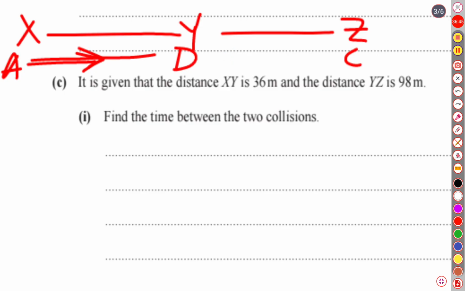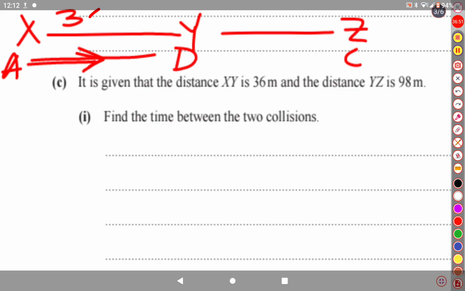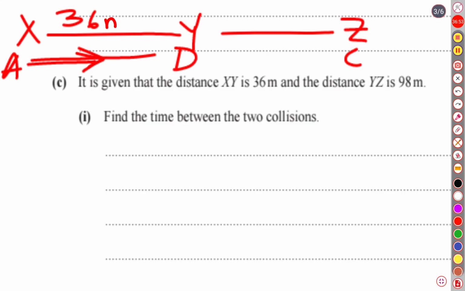Suppose the distance between x and y was 36 meters, and the distance between y and z was 98 meters. Let's say after the first collision, D reached up to this point, and since the beginning C was moving towards D, and it traveled this distance.